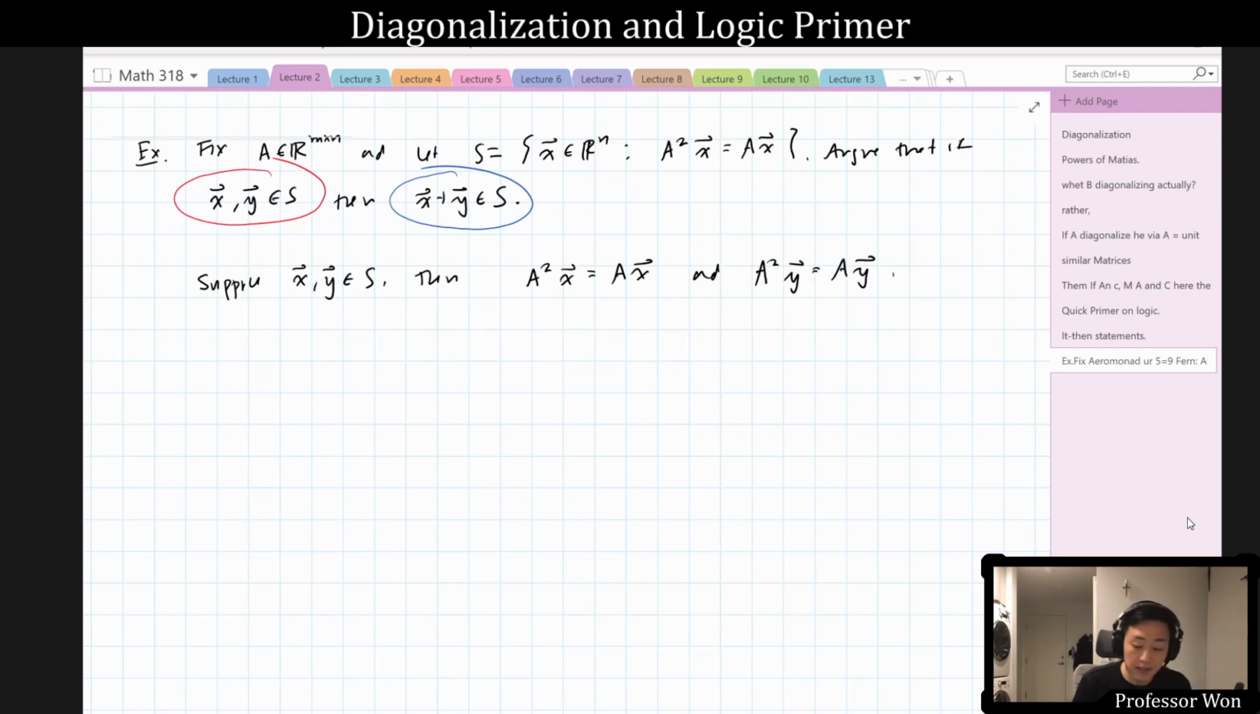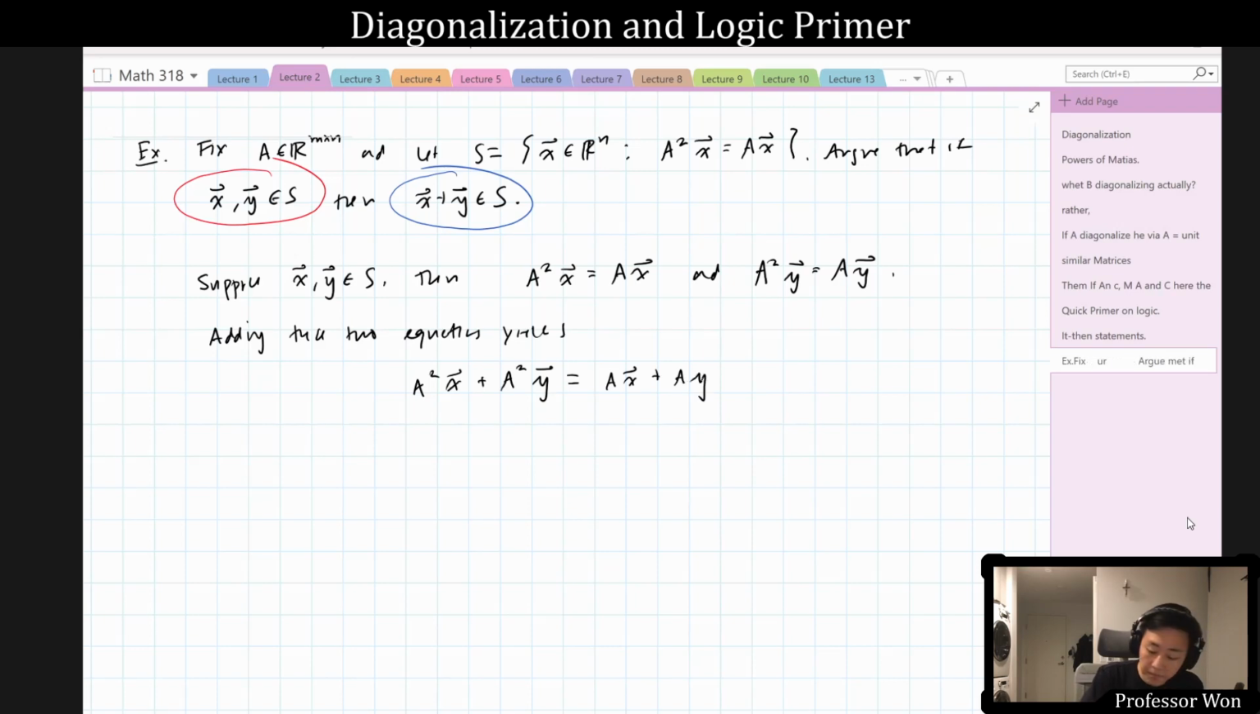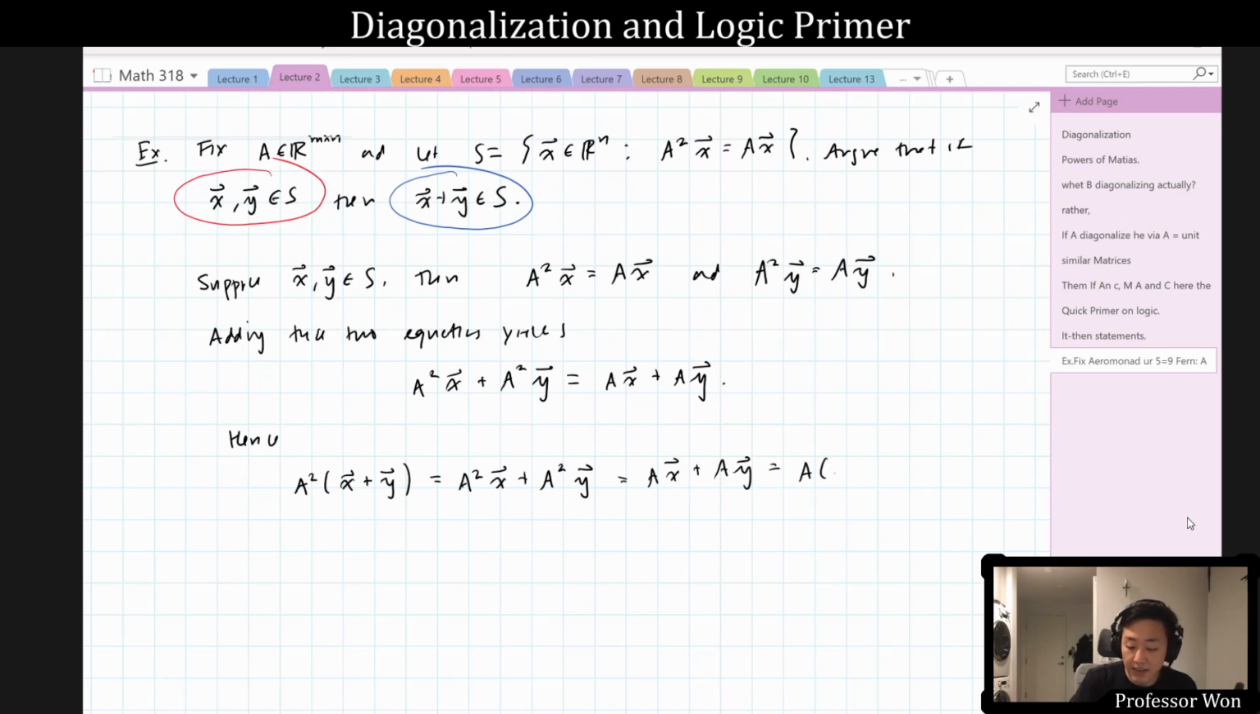And now what you can do is you can just add these two together. So adding these two equations yields A squared x plus A squared y equals Ax plus Ay. Right? Hence, if you take A squared times (x plus y), by properties of matrix multiplication, this is the same thing as A squared x plus A squared y, because matrix multiplication distributes over addition of vectors, which is by the above Ax plus Ay, and again, now you can factor out the A.